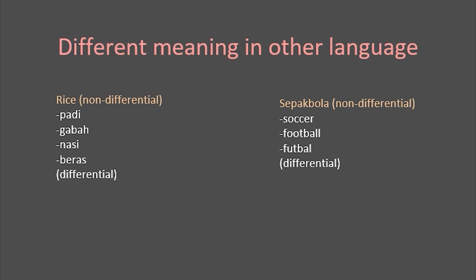In the next slide, it is about different meanings in other languages. The English example is rice. Rice has many meanings in Indonesian. There are padi, kapah, nasi, and beras. And the Indonesian language has the example sepak bola. The first meaning is soccer, and then football.